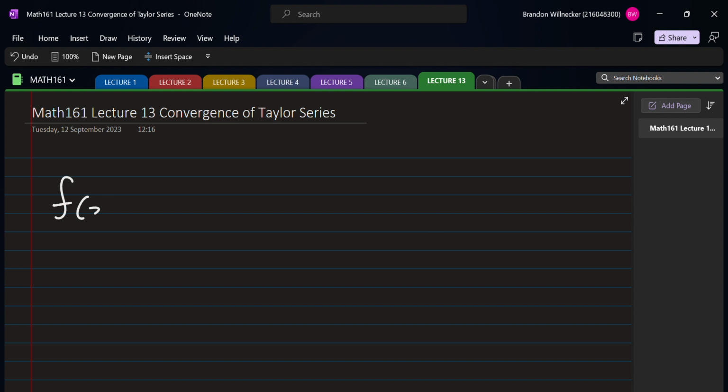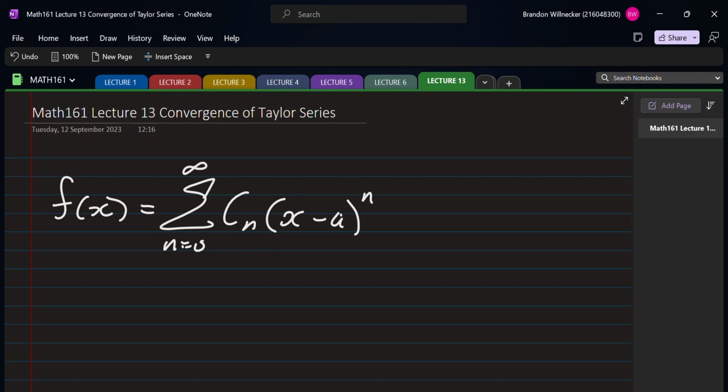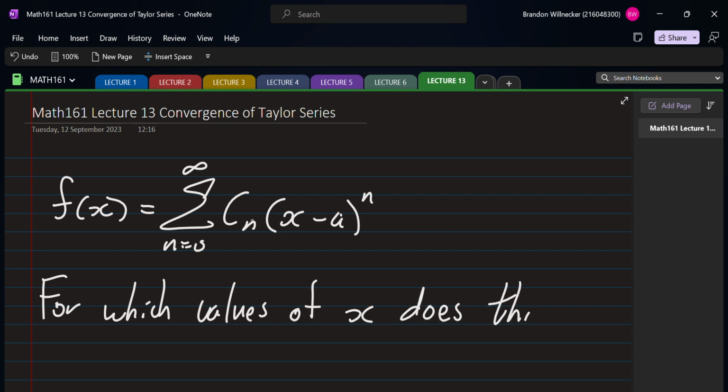Okay, so let's say we have our function f of x is equal to the sum from n equals 0 to infinity of c_n times (x minus a) to the n. So that's some general Taylor series. Given this function f, we can calculate these coefficients and we get our series. Now the question is, for which values of x does this right-hand side converge?